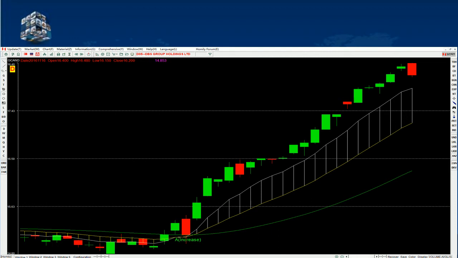Okay. So here, if you see it go down to sideways and the increase signal appears, you can buy again because the possibility of making money is high. Okay. So you should know that.